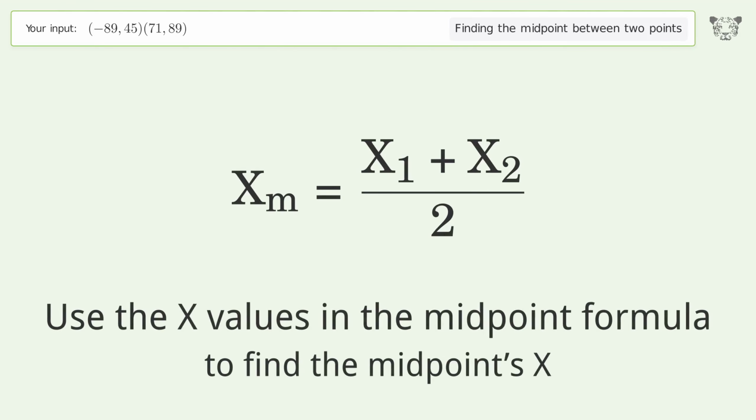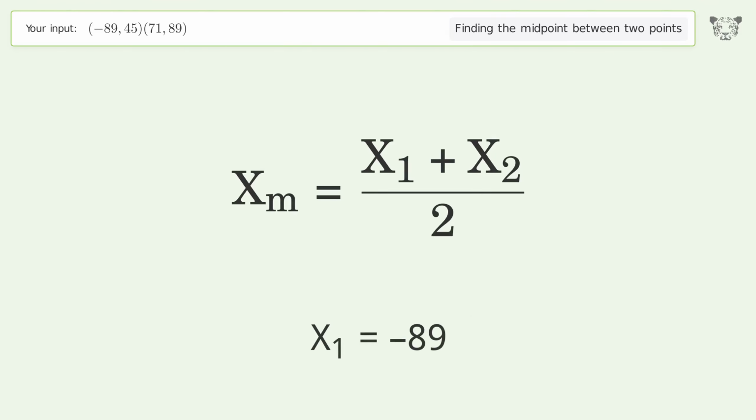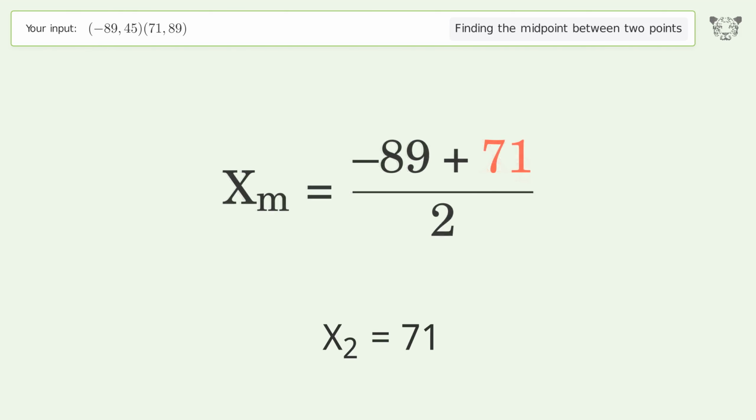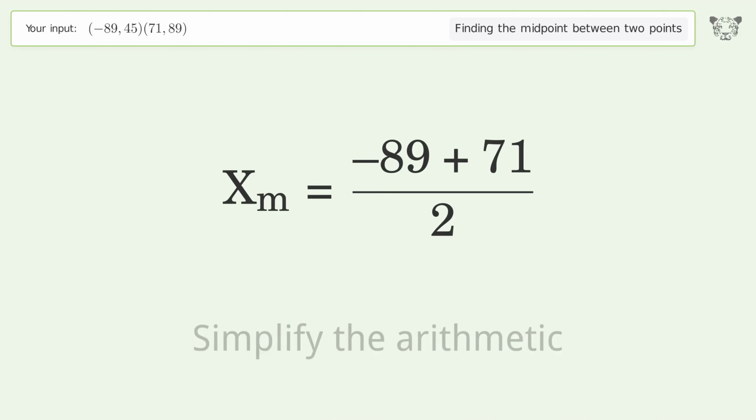Use the x values in the midpoint formula to find the midpoint's x. x1 equals -89. x2 equals 71. Simplify the arithmetic.